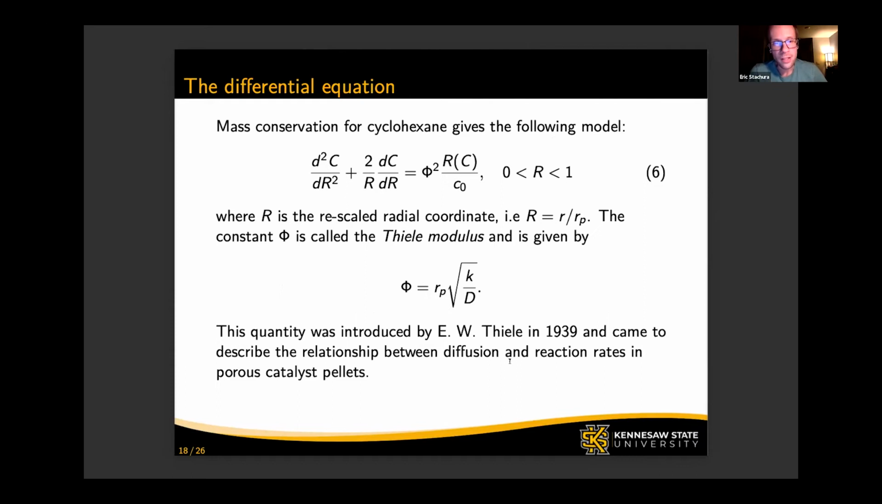So by conservation of mass, we just get this second order differential equation for this variable c after we've just rescaled it a little bit. These numbers phi and C0 are constants, and R of C is some reaction. So then I say, all right, we have a second order equation. Let's use the theory that we learned in class to attack the second order problem to see if we can solve this concretely.